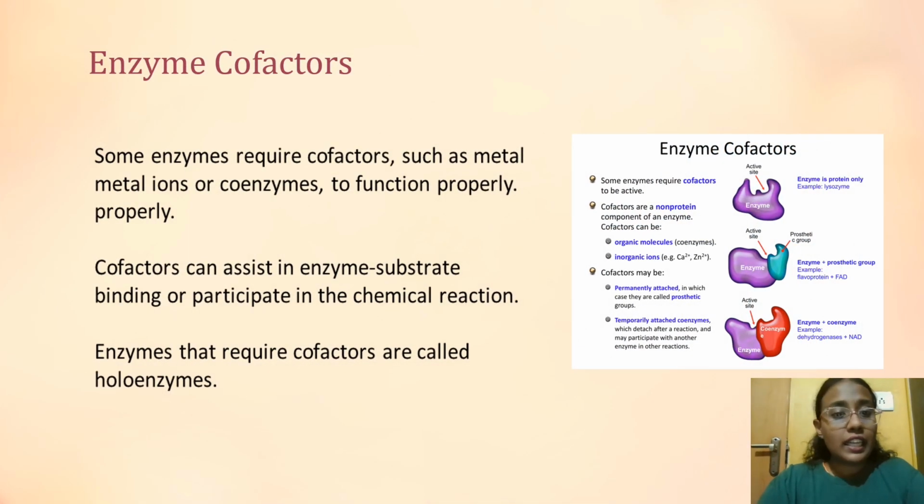The next one is enzyme cofactors. Some enzymes require cofactors such as metal ions or coenzymes to function properly. Cofactors can assist in enzyme substrate binding or participate in the chemical reaction. Enzymes that require cofactors are called holoenzymes. So there are a few enzymes which require cofactors for the binding and to participate in the chemical reaction. Those enzymes are called holoenzymes.